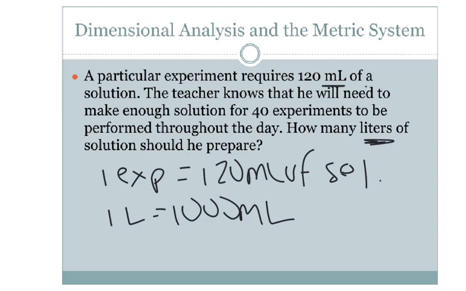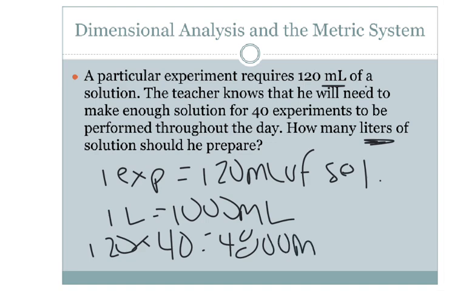So since each experiment requires 120 milliliters of solution, that means the teacher needs to prepare enough for 40 experiments. You can multiply 120 by 40 to get 4,800 milliliters. Okay, so already you are at an advantage because you know that 120 times 40 equals 4,800. That is not good that the announcements are going off.